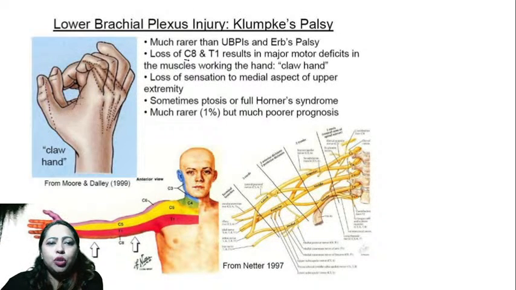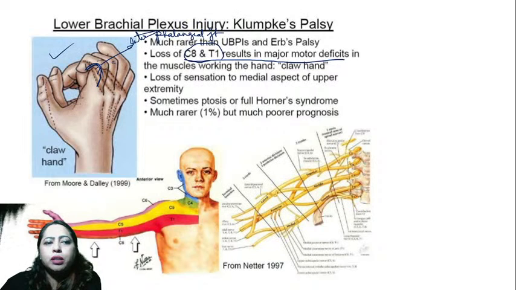You have C8 to T1 resulting in major motor deficits. What do you think major motor deficits? That is all in the hand. So everything in the hand. You can see the person is not able to straighten this joint. What is this called? Interphalangeal joint. This is interphalangeal joint. What is this joint? This is metacarpophalangeal joint.